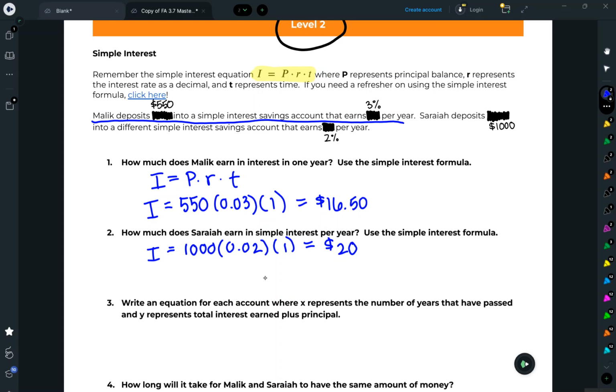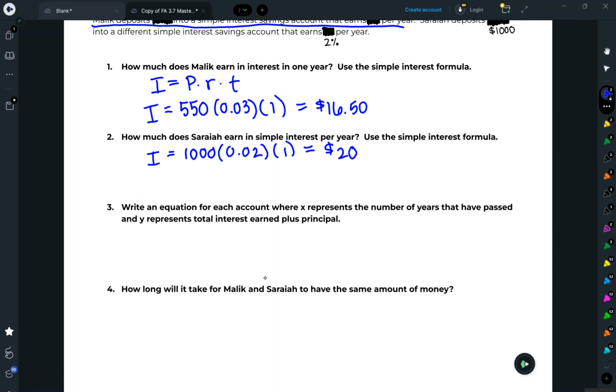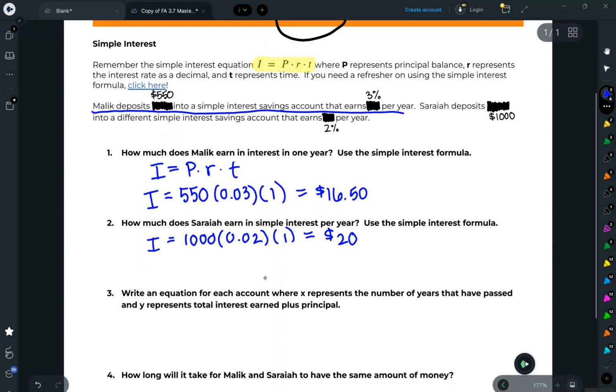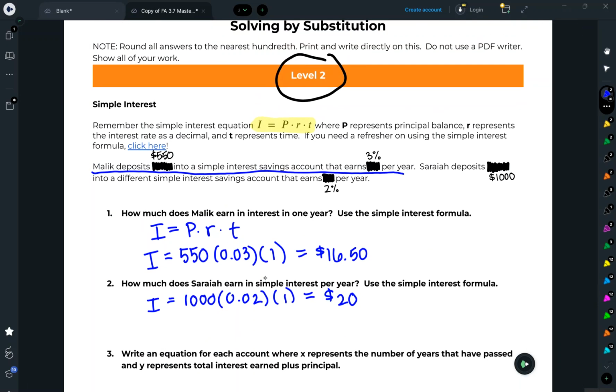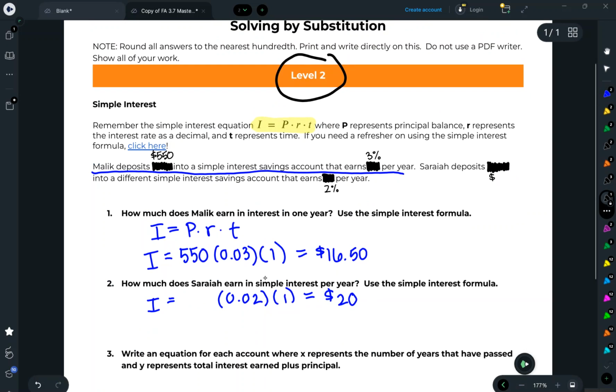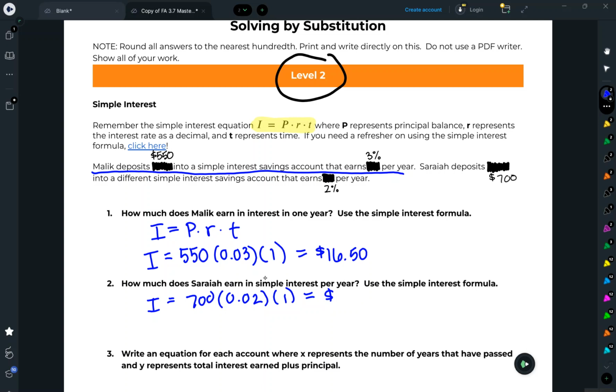Okay, write an equation for each account where X represents the number of years that have passed and Y represents the total interest earned. Okay, so I'm realizing now with my numbers that this isn't going to work. I need to make that $1,000 smaller. Otherwise, the fourth question won't work. So I'm just going to change the $1,000 to maybe $700. I think that should work. Otherwise, question number 4 won't make any sense. Okay, so with that new number, let me see. 0.02 times 700. Yeah, this is going to work now. It is $14.